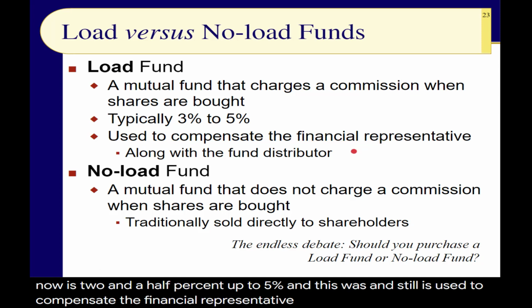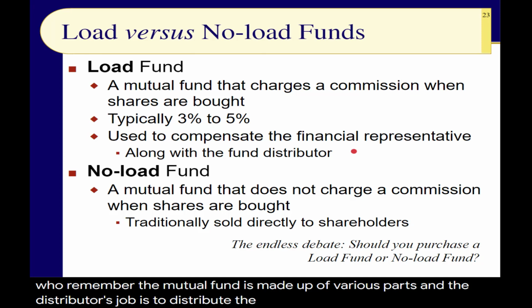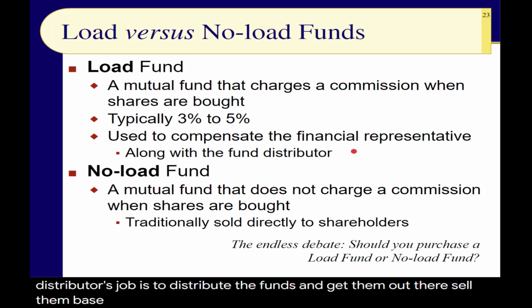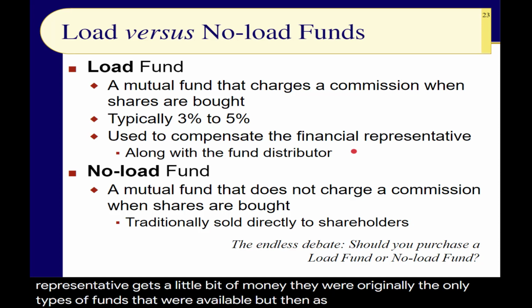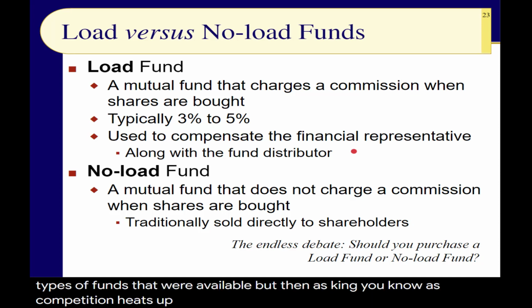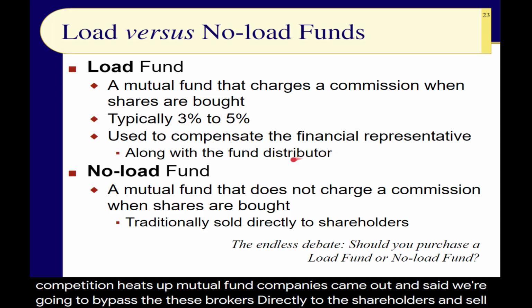So the fund distributor, remember, the mutual fund is made up of various parts, and the distributor's job is to distribute the funds, to get them out there, sell them, basically. So they get a little bit of money, and the financial representative gets a little bit of money. They were originally the only types of funds that were available, but then as competition heats up, mutual fund companies came out and said, we're going to bypass these brokers, these representatives. We're going to sell directly to the shareholders and sell no-load funds.